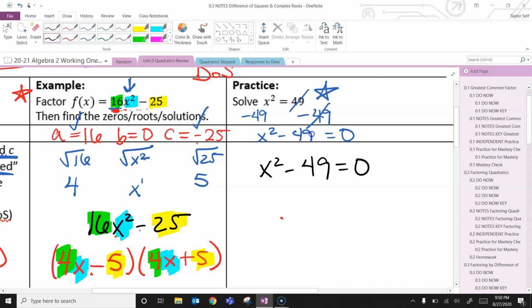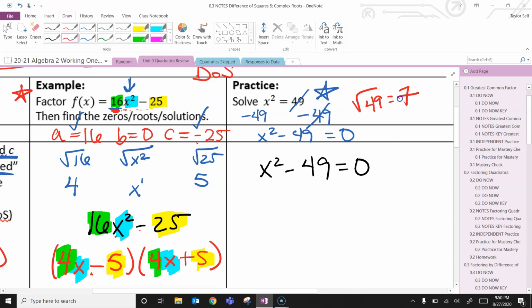I want you to get the factors to that. Tell me what those factors are. Okay, so we're going to use the difference of squares trick. Can we square root x squared? Yes, we can. Can we square root 49? Yes, we can. The square root of 49, just so you know, equals 7. So we can square root that.